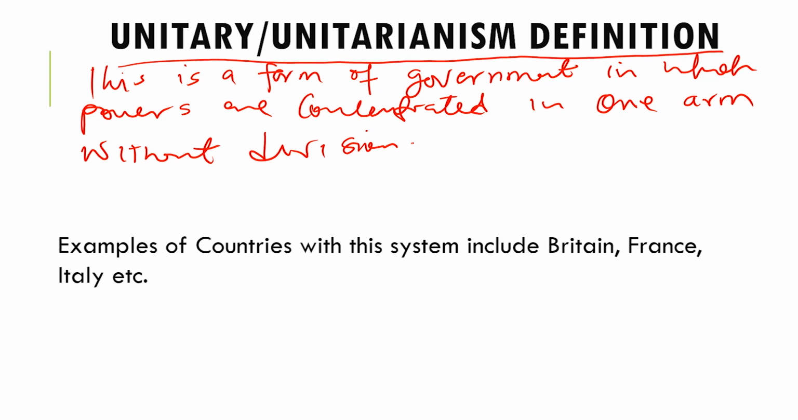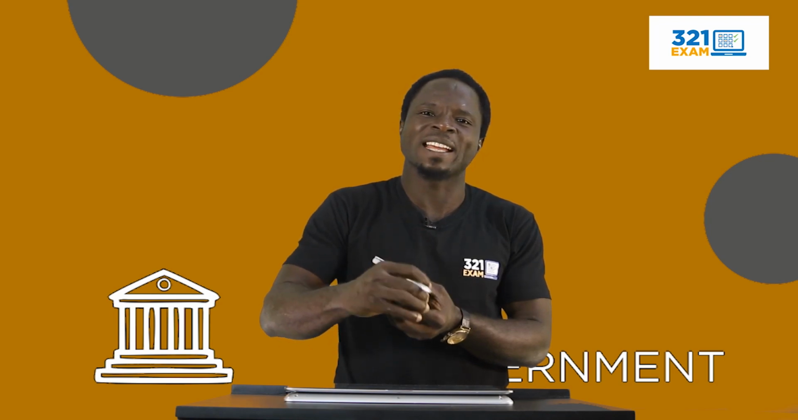Now, if you look at the justification behind Unitarianism, or the unitary system of government, we are saying it is a system of government where the executive, the legislative, and the judicial power, everything is concentrated in one arm. In this particular system, there is nothing like the federal government, the state government, and the local government. We only have the central government, then we have an extension of this particular government.